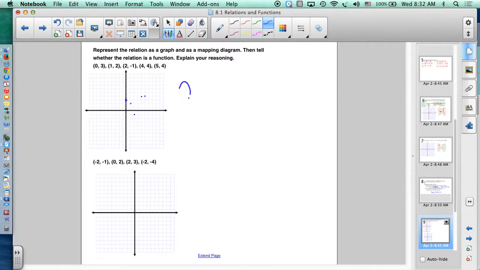Doing the mapping: 0, 1, 2, 4, 5, and negative 1, 2, 3, 4. Connecting those, we go 0 to 3, 1 to 2, 2 to negative 1, 4 to 4, and 5 to 4. Is this a function? Well, we can look at this and see that every one of these points has a different x value, so yes, that is a function.